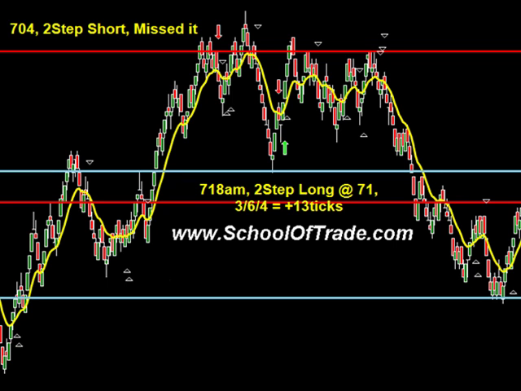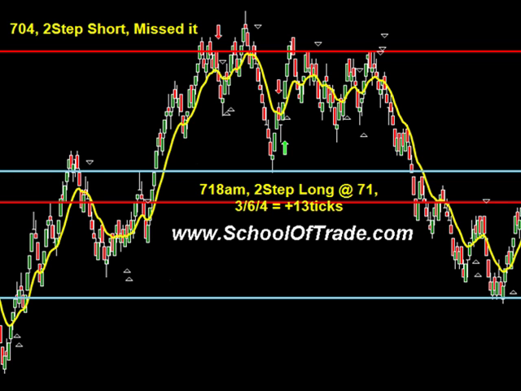7:18 this morning, 18 minutes past the hour of 7 o'clock. This is another 2-step long here at 71. This one again made us pretty good money. This is a 2-step, so it's a counter trend trade, which means I'm taking profit a little bit early here. So 3 and 6 as opposed to 4 and 8 earlier on in the trading session on a trend continuation trade, such as the wave pattern.